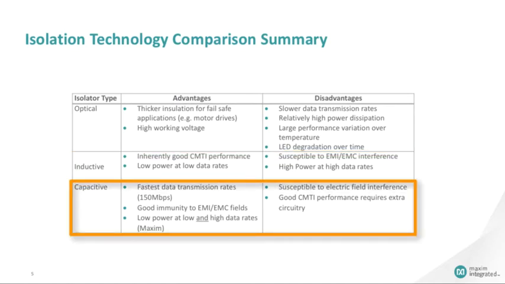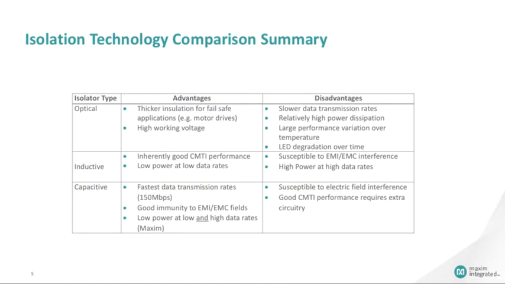For capacitive isolators, the advantages are fastest data transmission rates up to 150 megabits per second, good immunity to EMI, EMC fields, low power at low and high data rates. The disadvantages of capacitive isolators are they are susceptible to electric field interference, and they require extra circuitry to have good common mode transient immunity performance.